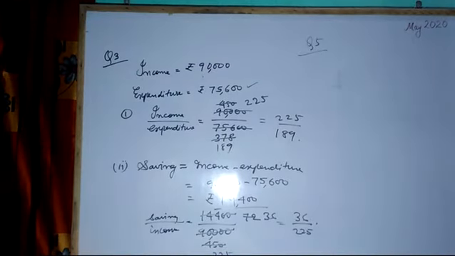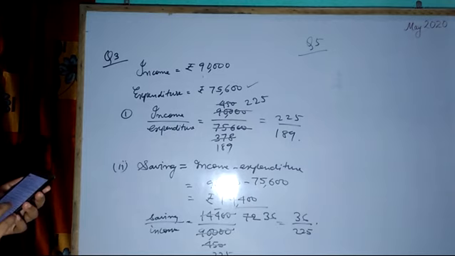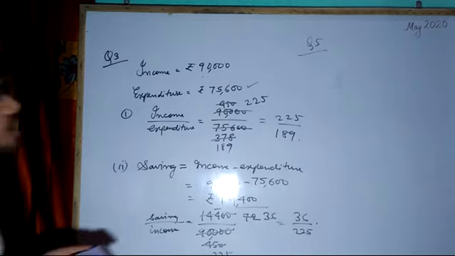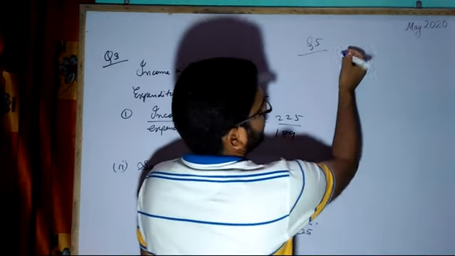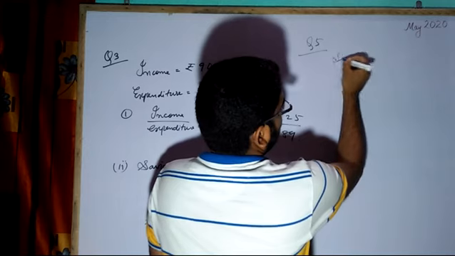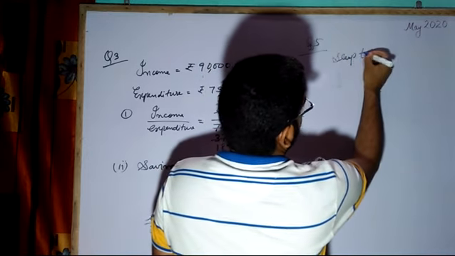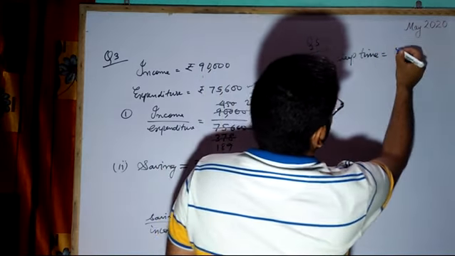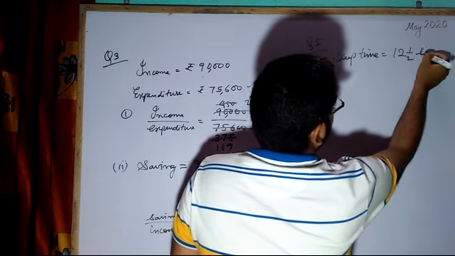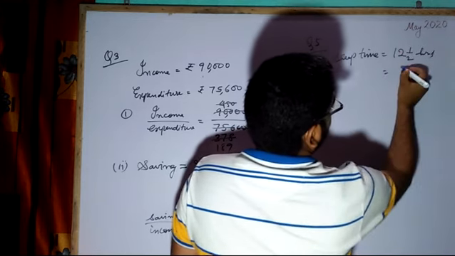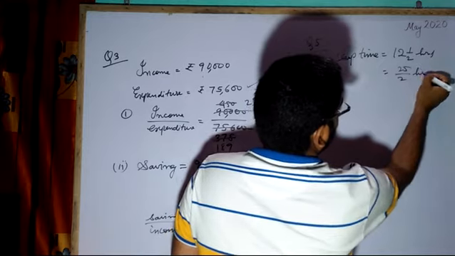Now, question number 5, if you see, it is given a baby girl sleeps 12.5 hours every day. Find the ratio of time she is awake to the time she is asleep. Now, how much time does the baby sleep? So, sleep time is equal to 12 whole 1 by 2 hours. That means 25 by 2 hours.